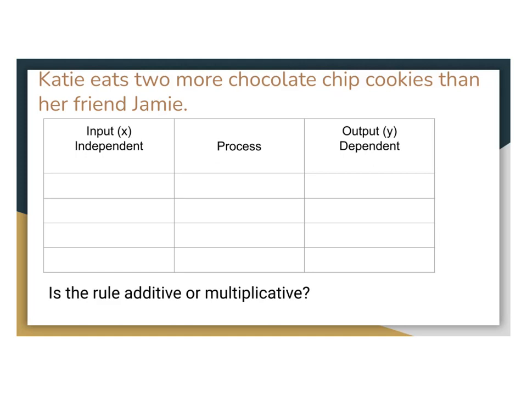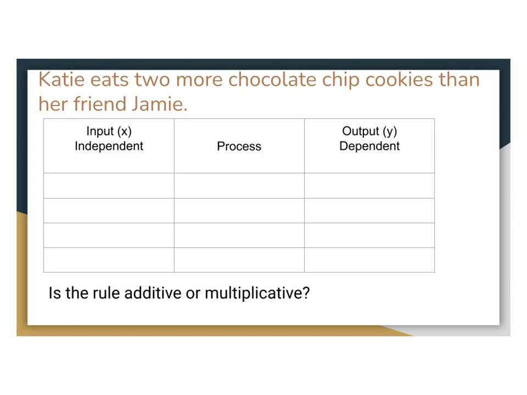So what we're doing today, we're going to go ahead and do the verbal description, and we're going to be able to fill out the verbal description based on the information that was given. Now, we do need to read and make sure that we identify which one's the independent or the input, and which is the dependent or the output.